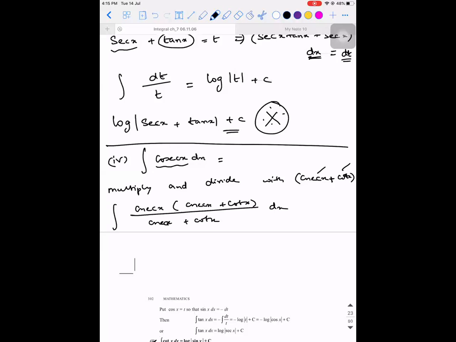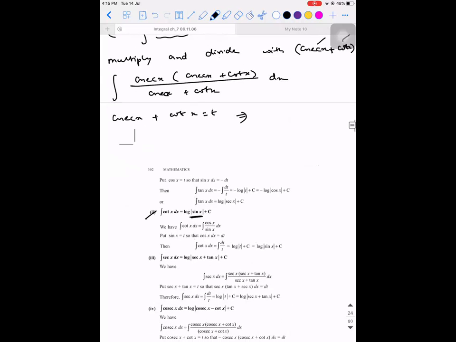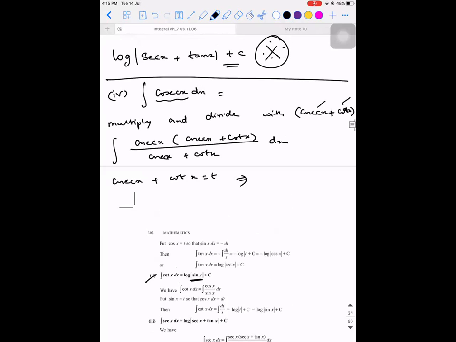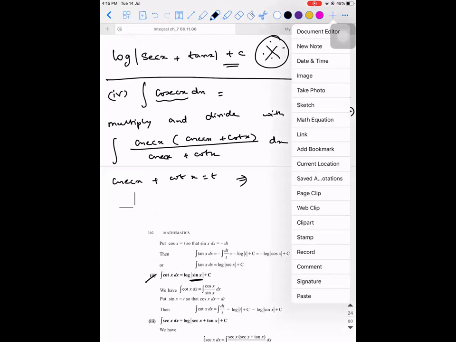Now what are we supposed to do? You people tell me. T is equal to cosecant x plus cot x. Yes, the denominator is t. You put it as t, then what do you get as numerator? Solve it, you will get the answer. Try it out.